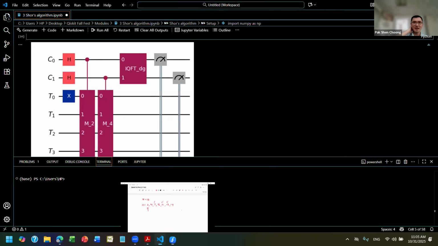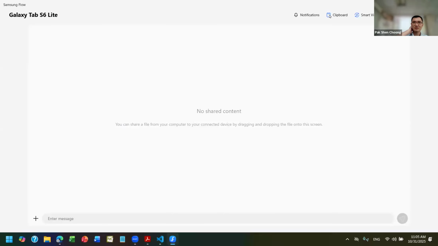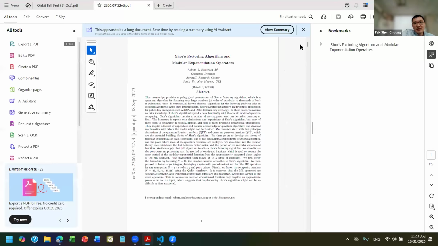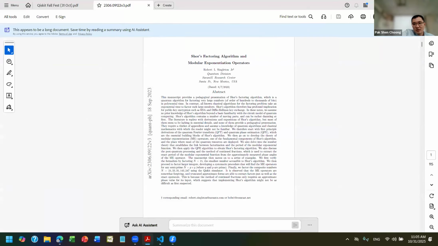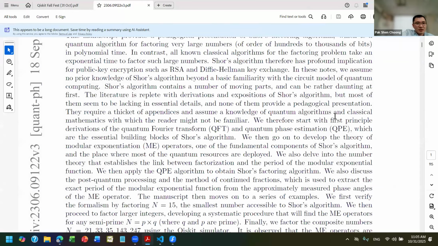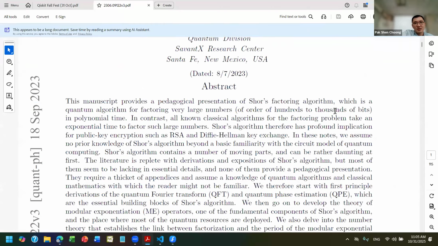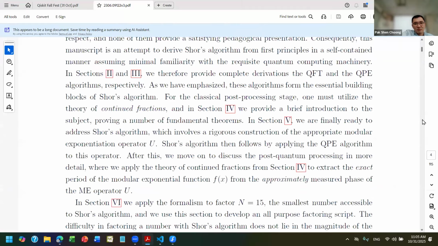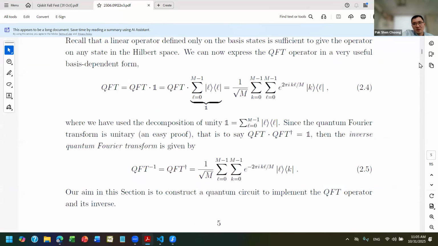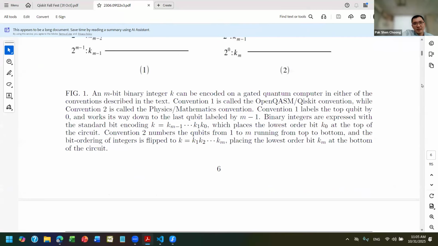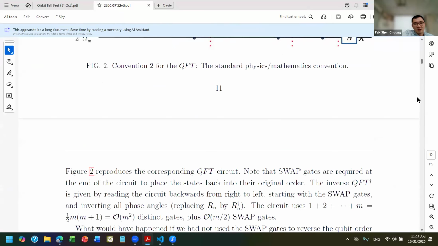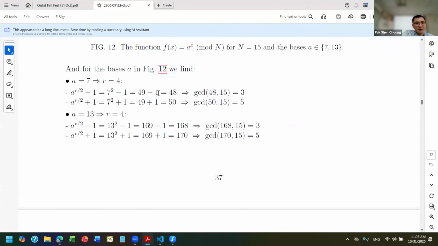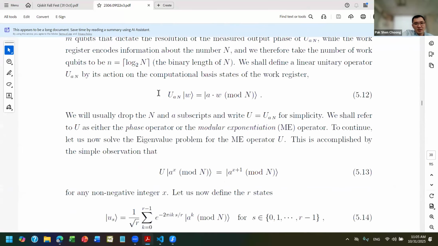I managed to find one paper that did that. If you are interested, you can look at this paper as well. I will post in the chat later. So essentially, I think they did 7 and 11. Okay, let's just scroll down. They did 7 and 13.